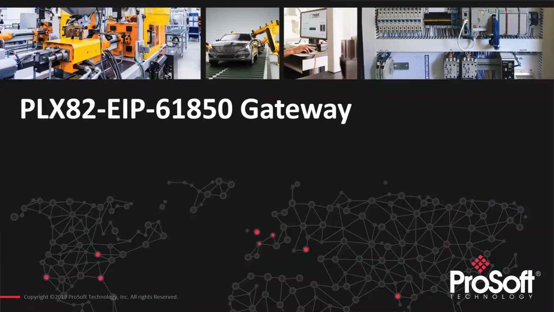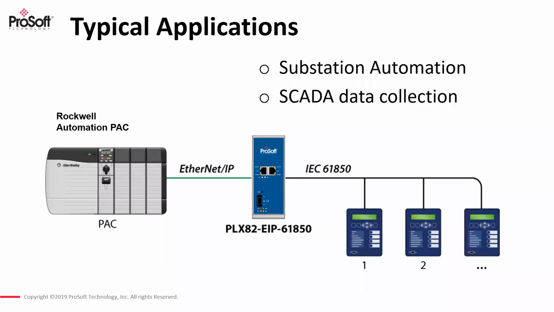So when we talk about IEC 61850, we've got a couple of our products that have recognized and taken advantage of some of the benefits of this industrial communication standard. So the PLX82 EIP 61850 module is essentially a 61850 client on one side and then an EtherNet/IP adapter on the other. So it allows various substation automation equipment to be implemented into a Rockwell EtherNet/IP environment.